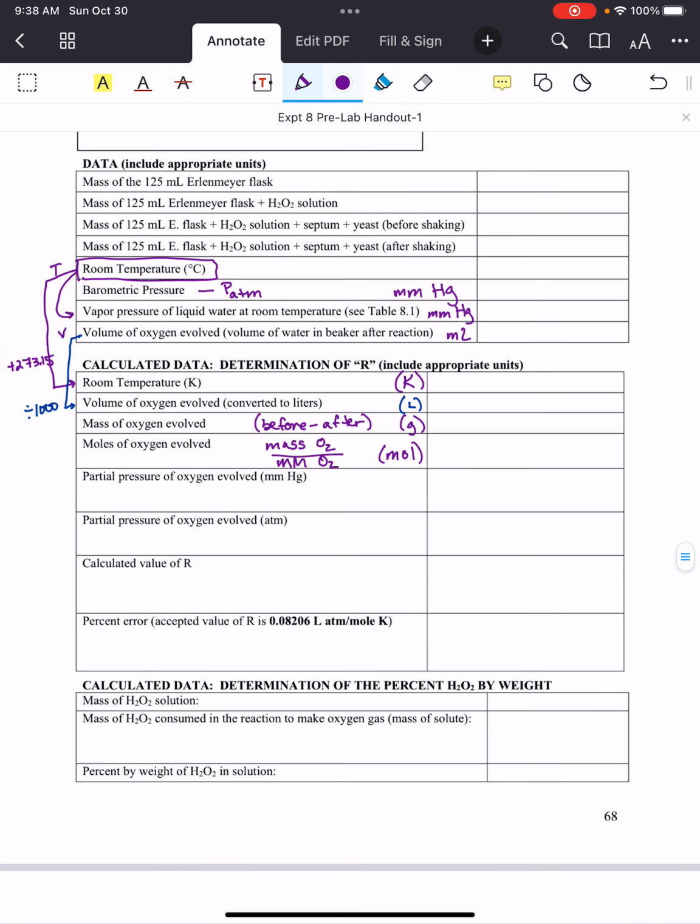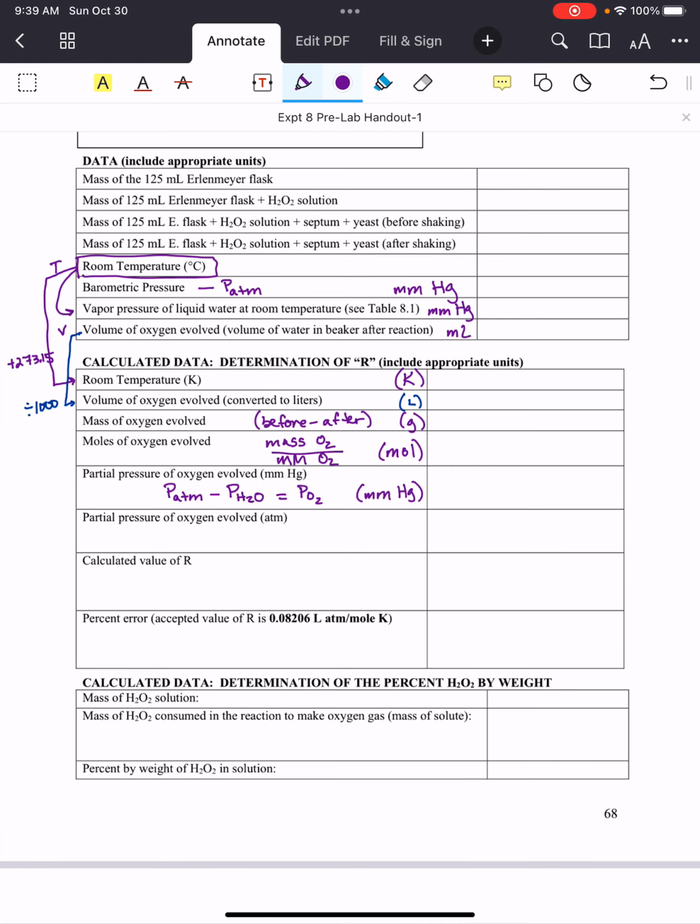The partial pressure of oxygen evolved, as you saw up above, is the atmospheric pressure minus the water pressure from the table. That will give you the pressure of oxygen, and in this part has units of millimeters of mercury. Once we take the millimeters of mercury and convert to atmospheres, it's the same value, we're just converting to a different unit. Okay, so now we have units of atmospheres.